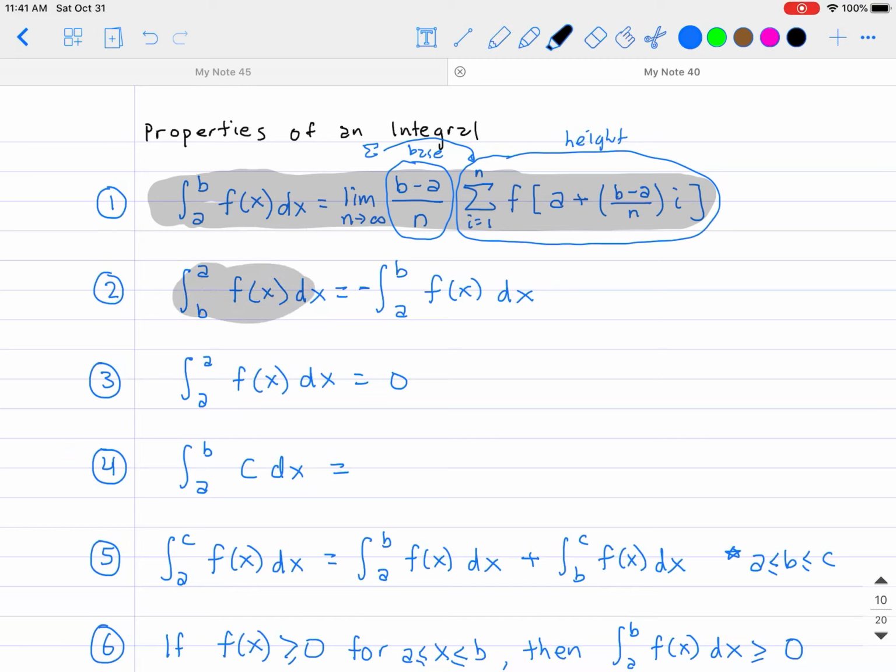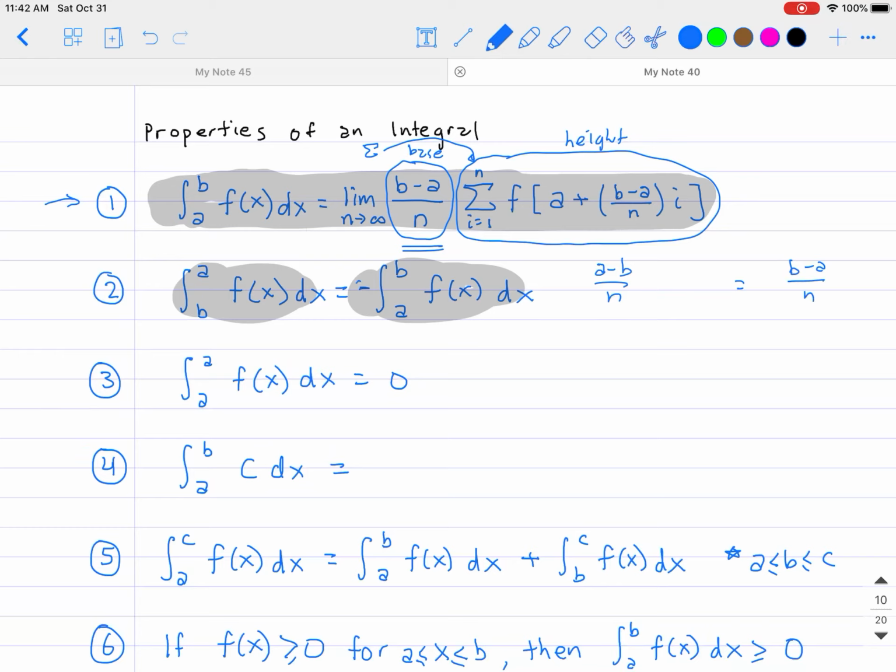Okay. The first official property in this case is that if you have the area from b to a of f of x dx, that is the same thing as the area from a to b of f of x dx by putting a negative in front. The way we can derive that is we can take this expression, number 1 over here, and literally just plug in, as you can see.